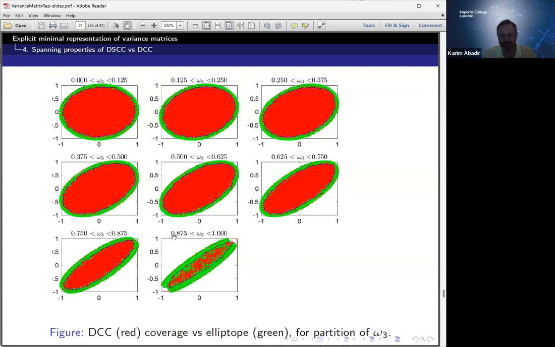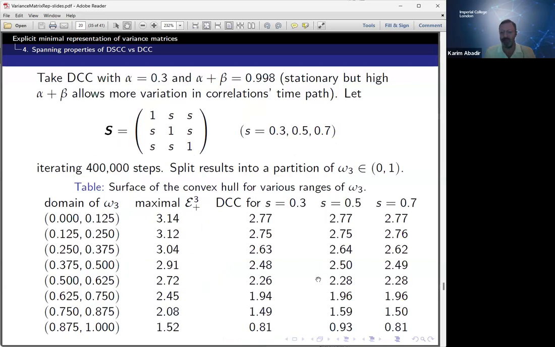You can see when omega gets to a big number, when omega-3 is, let's say, 0.9 or thereabouts, you can see that the coverage gap is quite big. This is what we saw in the table also.